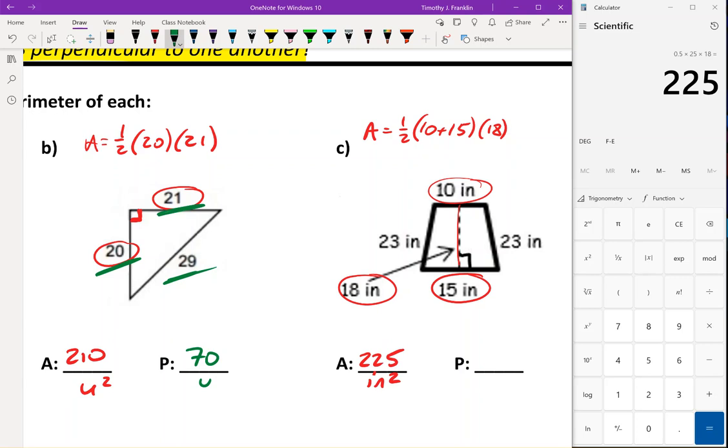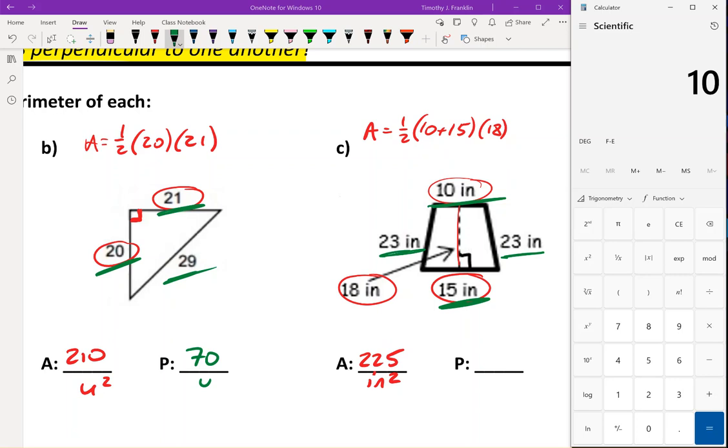And for our perimeter, we just want the outside length. So don't include the 18 here. We have 10, 23, 23, and 15. So 10 plus 15 plus 2 23s gives us 71 inches.